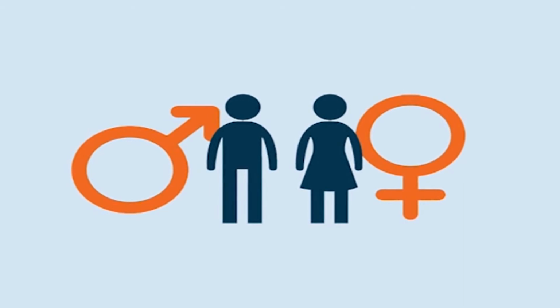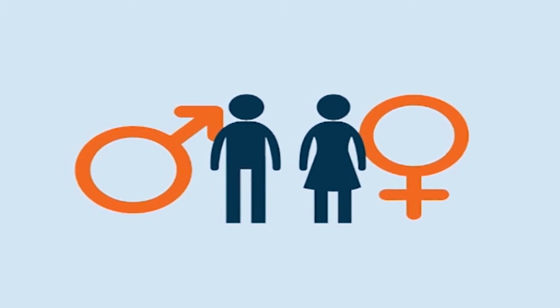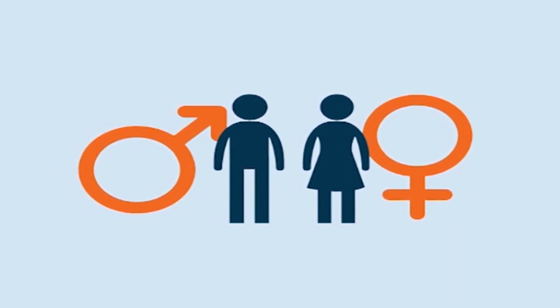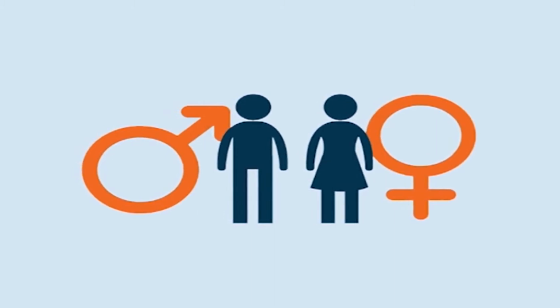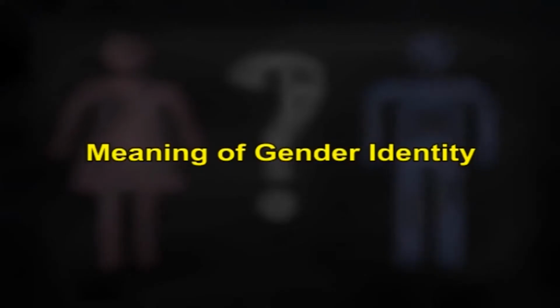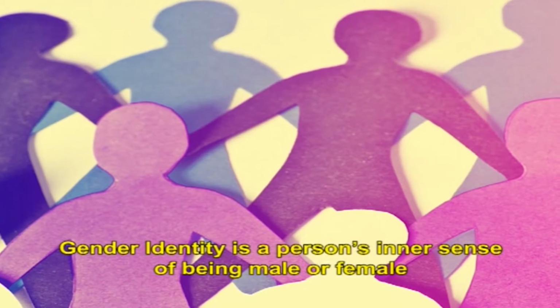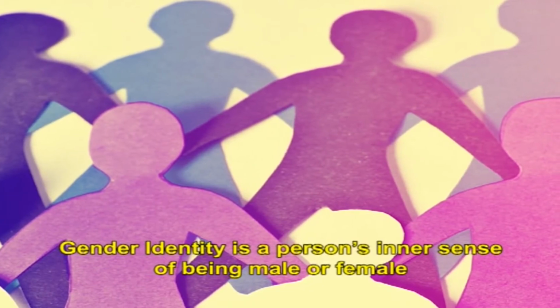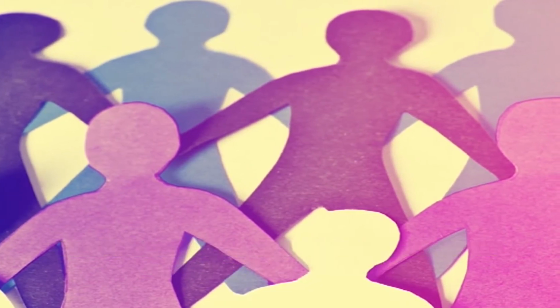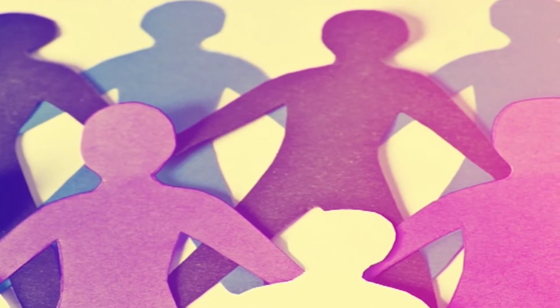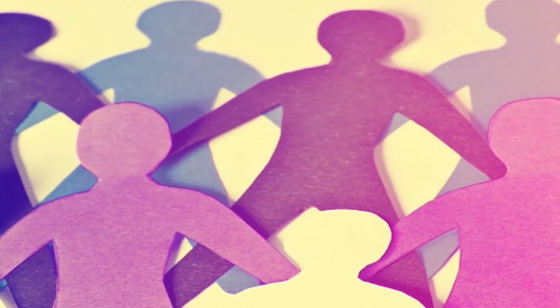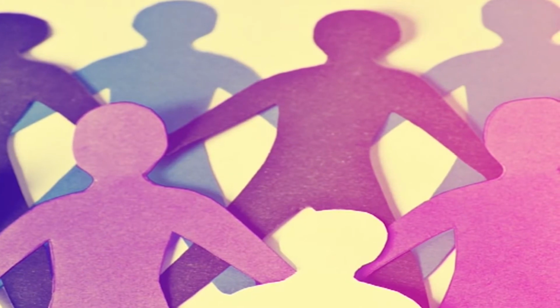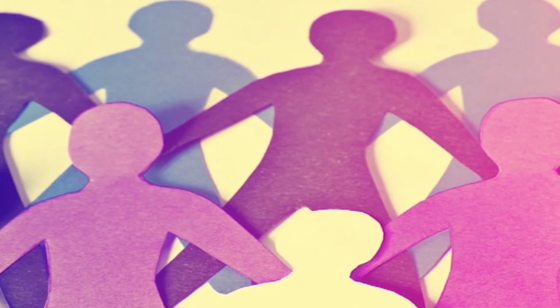First and foremost, we shall understand the meaning of gender identity to understand the rest of the topic. Meaning of gender identity. Gender identity is a person's inner sense of being male or female. This identity is usually developed during early childhood as a result of parent rearing practices and societal influences.